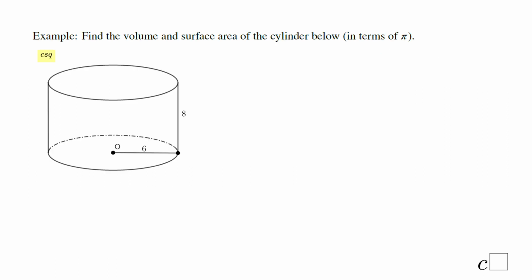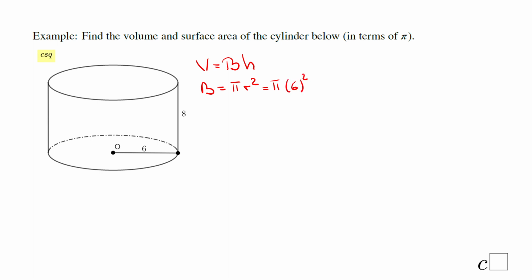Let's see this example. Find the volume and the surface area of the cylinder below in terms of pi. So let's do the volume. If you remember, it's area of the base times the height, if you do not remember the formula. But I think you should remember the base is a circle, and that will be pi r squared. And in this case, we have pi times 6 squared.